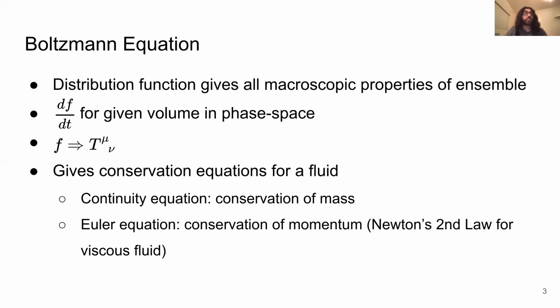So in relativity, we use the stress energy tensor, and we can go from this distribution function f to get the stress energy tensor T mu nu. The Boltzmann equation is effectively a conservation equation, and it can be broken down into two different equations, the continuity equation and Euler equation, which give us the conservation of mass and the conservation of momentum for a fluid. The latter is effectively like Newton's second law for a fluid.